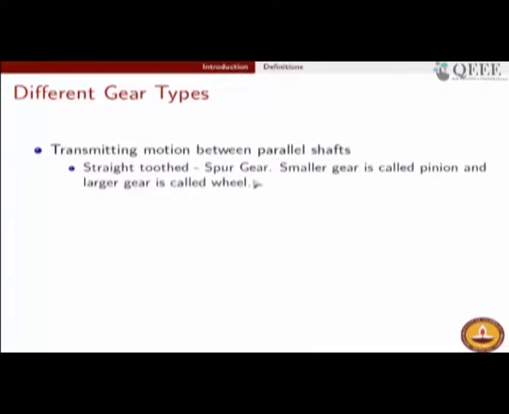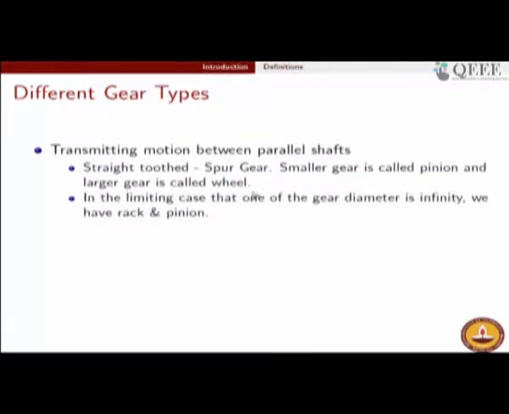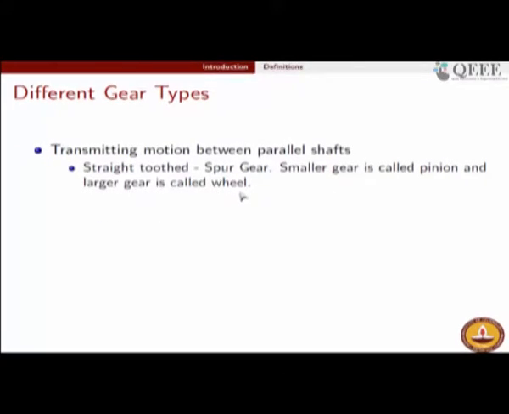The smaller gear between the two gears: when we say that there is a gearing arrangement, there have to be two gears. The smaller gear is called the pinion and the larger gear is called the wheel. But spur gears are not the only sort of gears which are possible between two parallel shafts. You can also have a helical gear, and I will talk about helical gears in a moment.